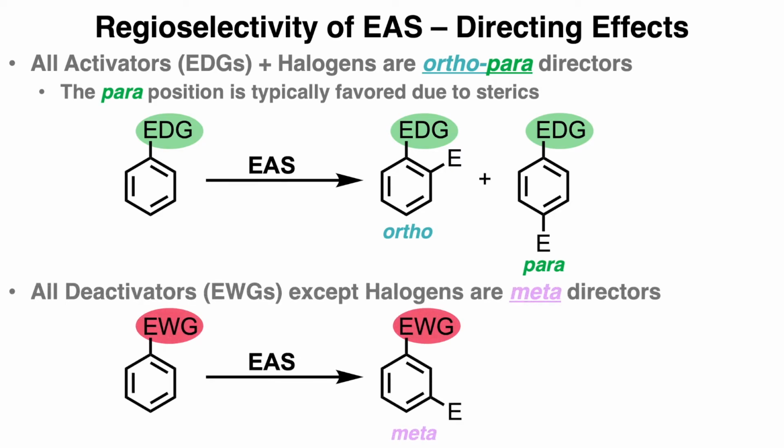On the other hand, all deactivators except halogens are meta-directors. This means that if a benzene ring had an electron withdrawing group connected to it that then underwent an EAS reaction, the electrophile will add only to the meta position.